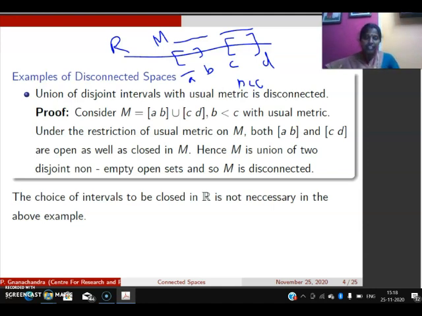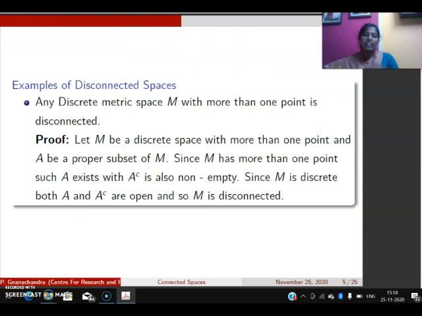Hence M can be written as a union of two non-empty disjoint open sets. This fact says that M is disconnected. The choice of intervals being closed in R is not necessary in the above example. Now, next, another example of disconnected spaces.